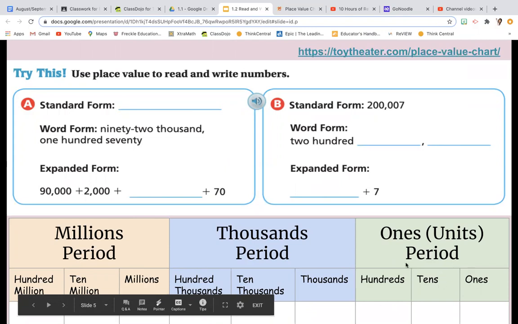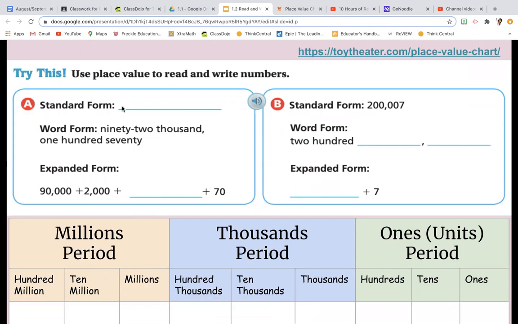Thinking about 92,170. So what would that look like in standard form? If you can pause the video to write that out, if you need a minute, that's fine. Write the number 92,170 in standard form. Okay, hopefully you paused the video and you wrote it in standard form. And remember, standard form is when you just write it as a normal number with a comma if it has thousands.